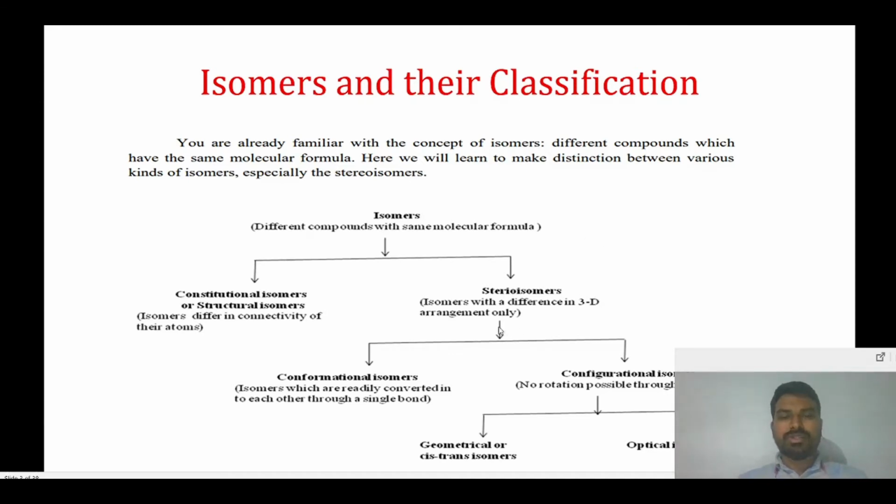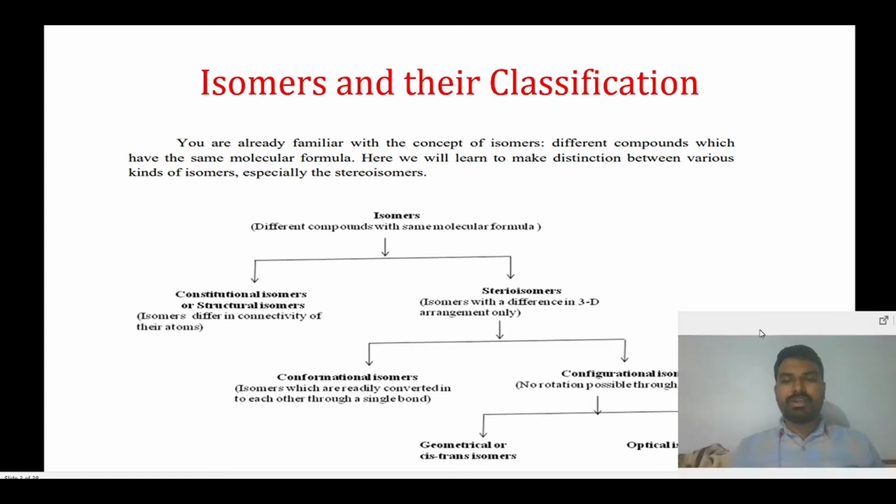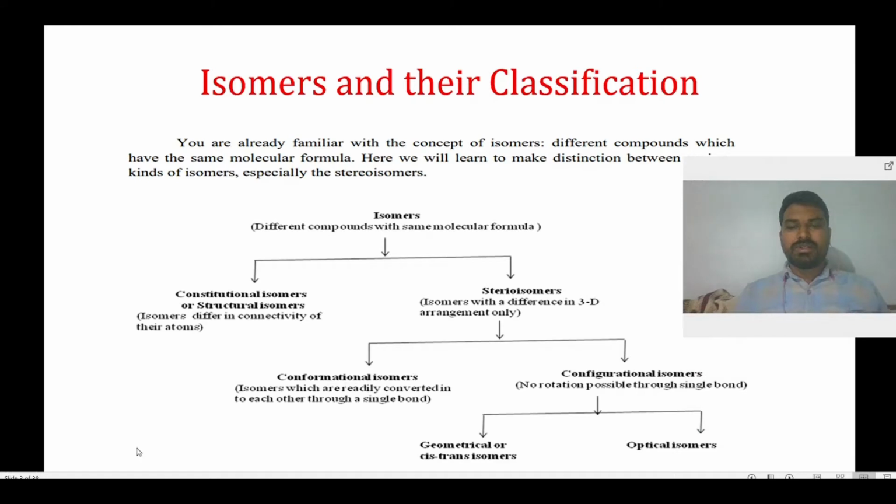Now the stereoisomers are subdivided into conformational isomers and configurational isomers. What are conformational isomers? Isomers which are readily converted into each other through rotation about a single bond. In configurational isomers, no rotation is possible through a single bond. These configurational isomers are further subdivided into two groups: geometrical cis or trans isomers, and optical isomers.